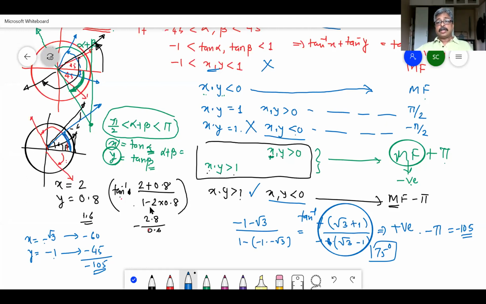If I ask you what is 40 plus 70, you must say 110 degree. If you say something else, then it is wrong. If I ask you what is minus 60 minus 50 together, how much do you get? You must tell me minus 110.